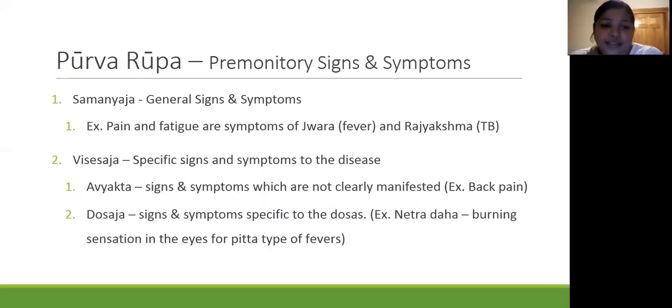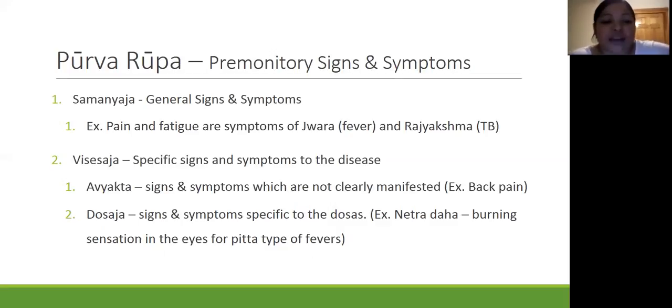In the classical text, this again is from Charaka Samhita, Nidana Sthana, first chapter, where they talk about the concepts of Nidana. Here they describe that there are two basic types of purva rupas. One is samanya, which always means general. So samanya, or general, signs and symptoms. For example, pain and fatigue are symptoms of fever as well as tuberculosis. They tend to be very vague and general. You can find these signs and symptoms in multiple disorders.